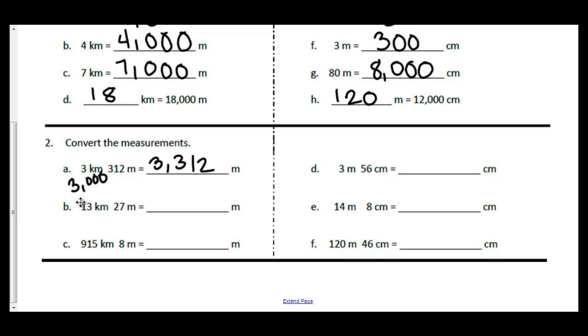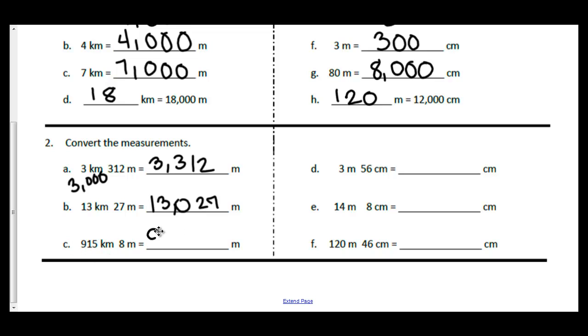Okay, so this is 13,000 meters plus this 27, so it's 13,027 meters. A little bit harder. We have 915 kilometers.